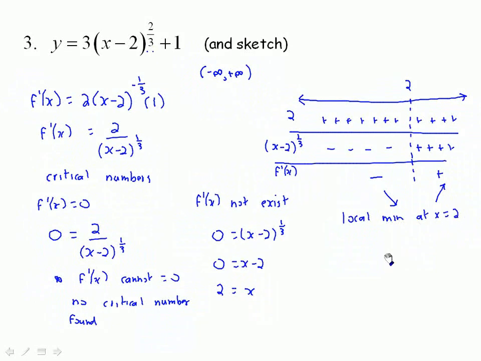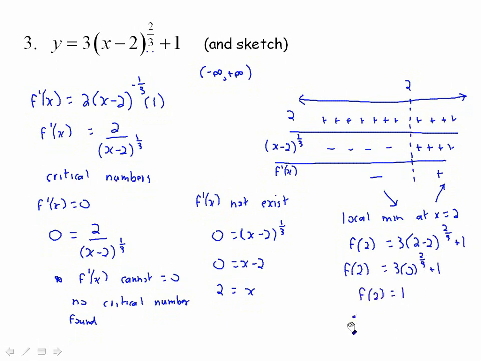Moreover, because we were asked to sketch this, we now need to find the corresponding y value. So f at 2, you go into the original function, is 3 times (2 − 2)^(2/3) plus 1. So f at 2 is equal to 3 times 0 to the 2/3 plus 1, so f at 2 is equal to 1. Therefore, there is a local min of 1 at x equals 2.